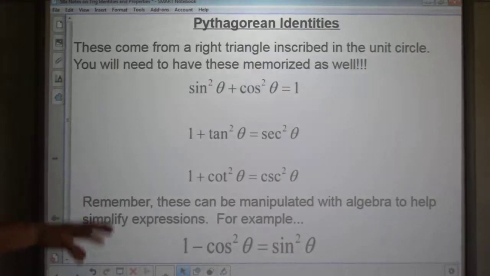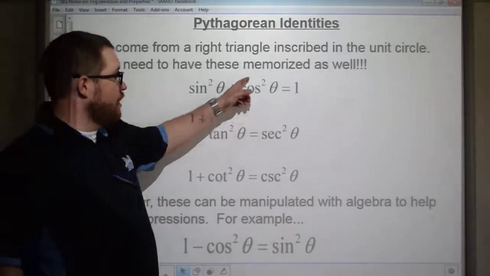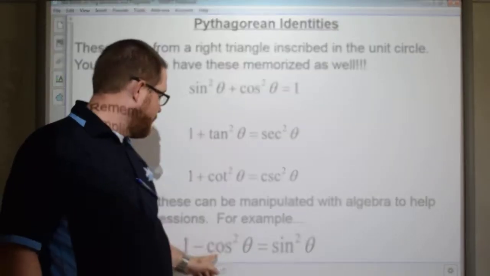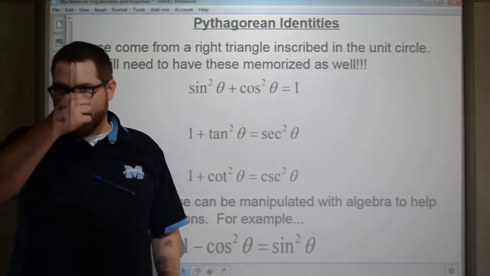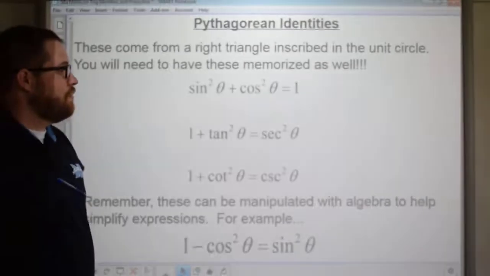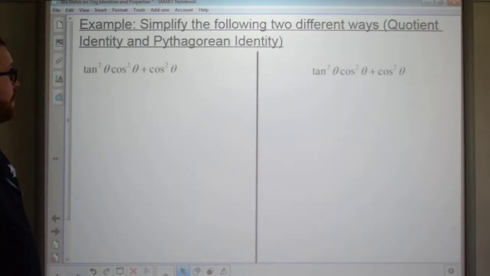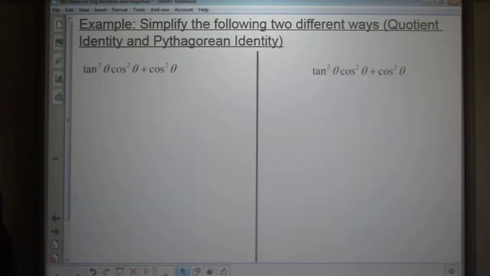By the way, these can be manipulated. If I wanted to put the cosine squared on this side, I could do that. I would say sine squared equals 1 minus cosine squared. I can manipulate the properties any way I want to make them fit what I'm doing. Let me show you what I mean. I'm going to simplify the same problem but in two different ways.